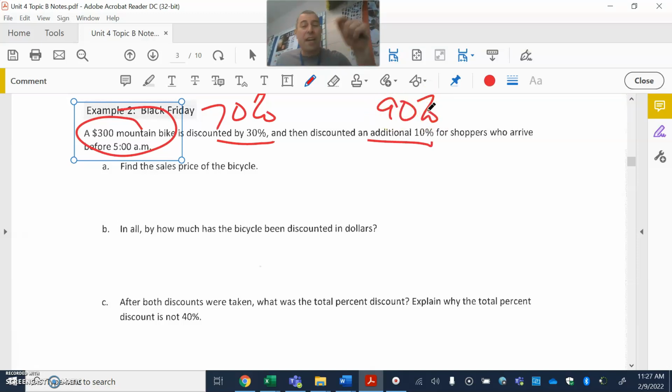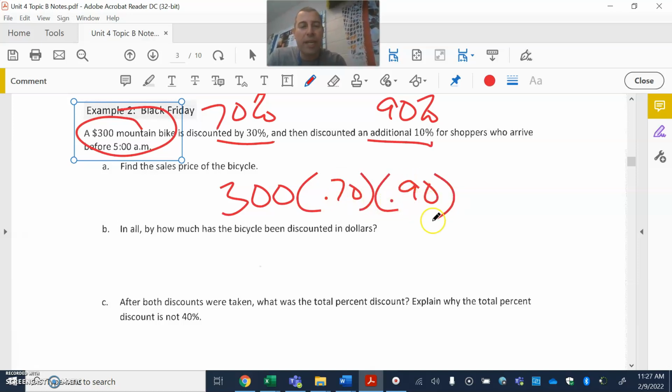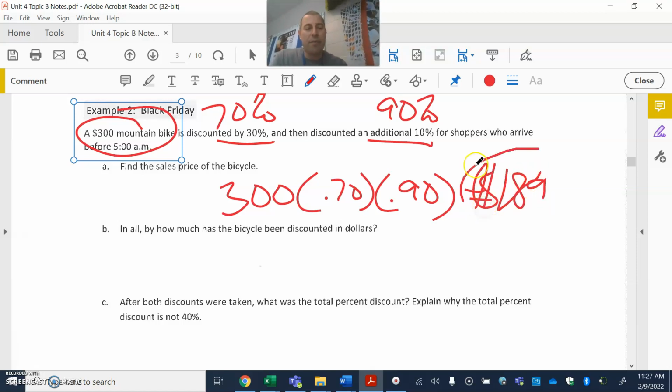So what I could do is find the 70% and then subtract it, and then find 90% of that number and then subtract it. Or, the way we want to upgrade to is to make one multiplication problem. I'm going to find 70% of 300, and then find 90% of that answer. The nice thing about your calculator is it does the order of operations for you. Plus, it's all multiplication, so we don't have to worry about that. I'm typing that all in my calculator at once, and I get $189, and there we are.